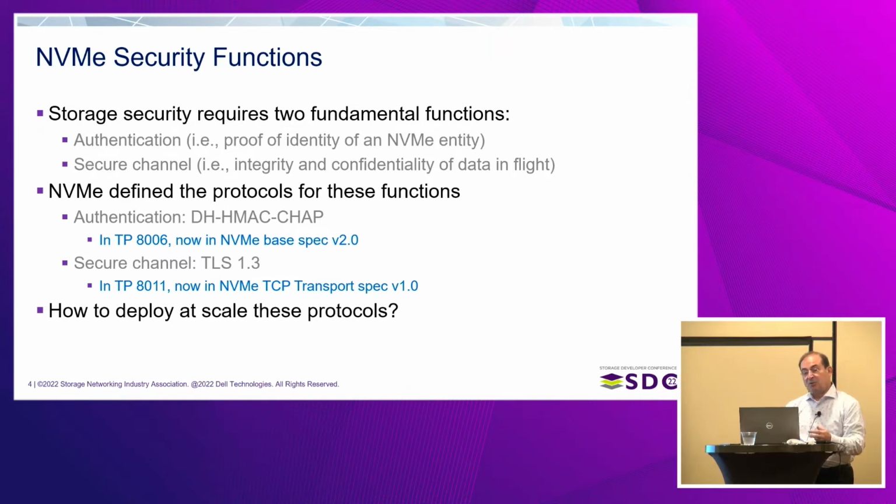NVMe defined two protocols for these functions. In TP 8006, which is now fully integrated in the base specification 2.0, we defined DH-HMAC-CHAP for authentication. And for secure channel, we defined how to use TLS 1.3. This has been done in TP 8011, which is now included in the NVMe TCP transport specification 1.0. And the question that we have here is, how do we deploy at scale in a fabric these two functions?